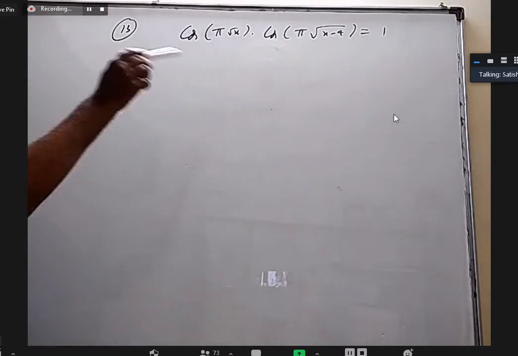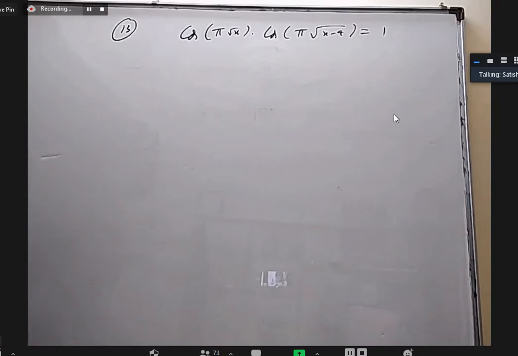Anyone want to tell the LHS, what is the range of the LHS first of all? What is the maximum and what is the minimum? Maximum 1. And minimum? Okay, maximum 1 is correct. When will the maximum be attained? x equals 4.